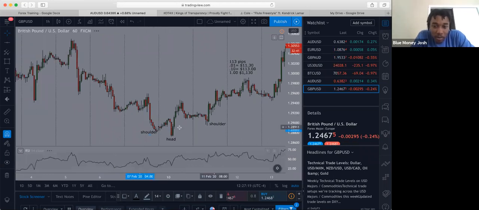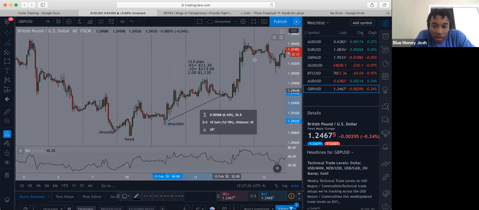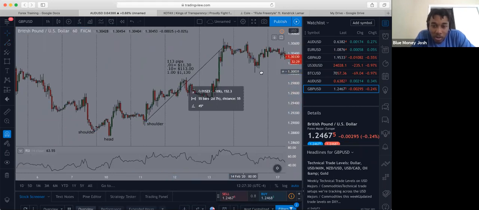And this bought all the way for 2-3 days. And you got a clean entry. Enter right there on the shoulder. Catch it all the way up. 150 pips. Easy.